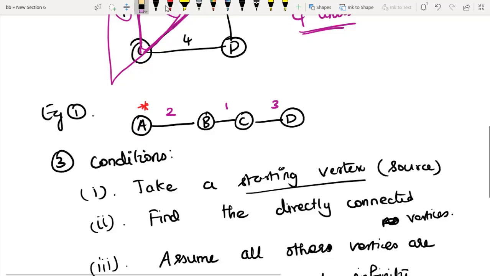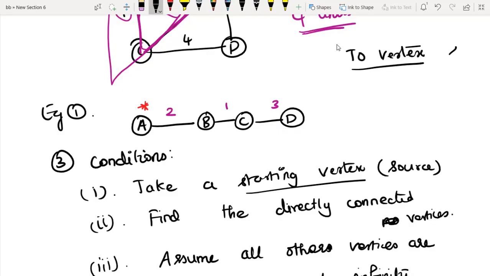I hope this is clear. So let me say the two vertex. If I find from A to D, then D is going to be my two vertex, to where I am finding. That is the two vertex, and the distance is the second column.